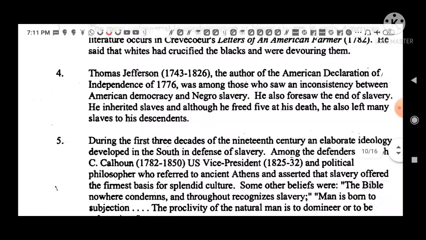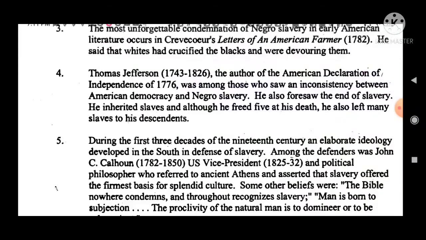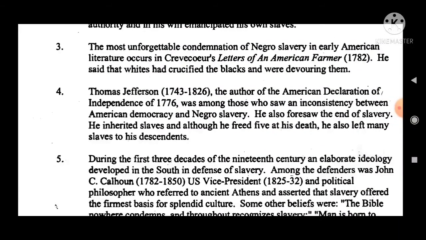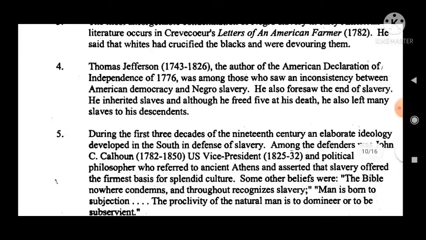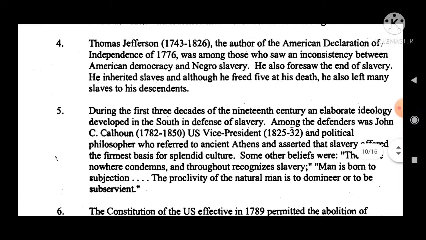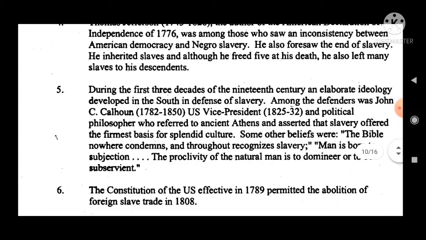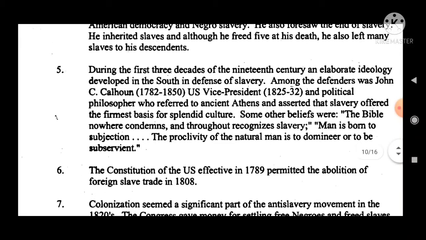Then Thomas Jefferson, 1743 to 1826, the author of the American Declaration of Independence of 1776, was among those who saw an inconsistency between American democracy and Negro slavery. He also foresaw the end of slavery. He inherited slaves, and although he freed 5 at his death, he also left many slaves to his descendants.